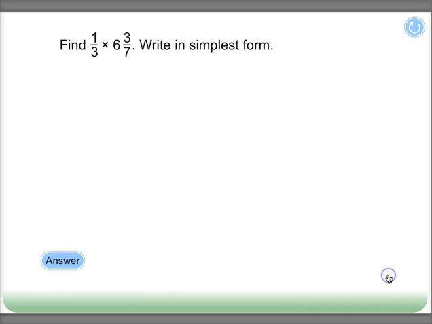Okay, here's your first journal example. 1/3 times 6 and 3/7. Remember, you need to change 6 and 3/7 into an improper fraction.